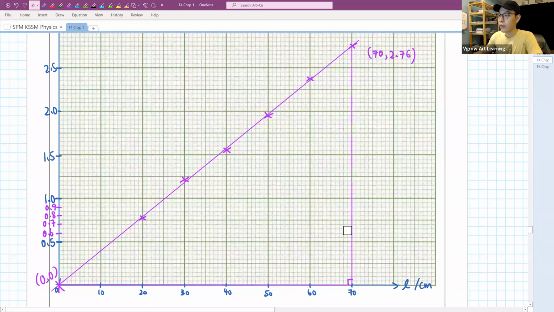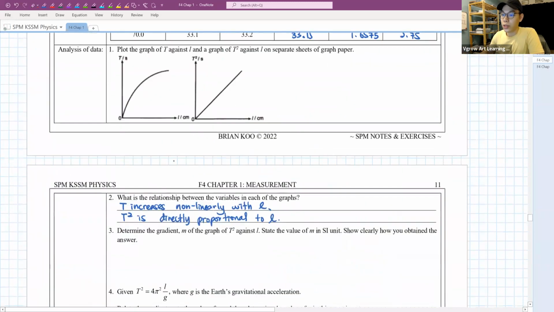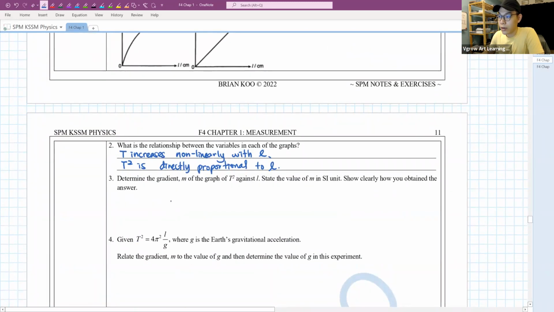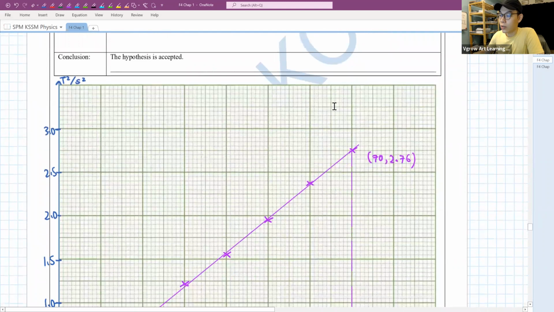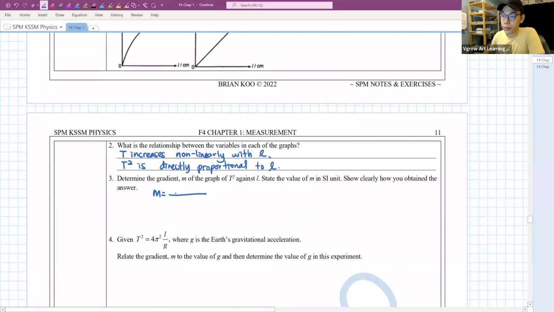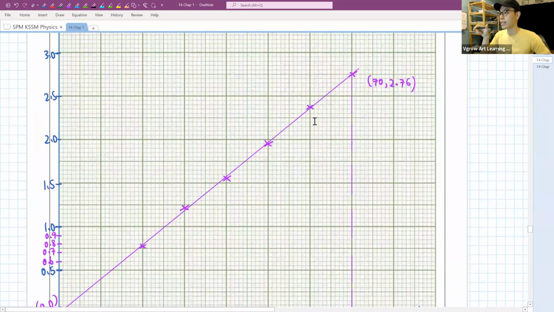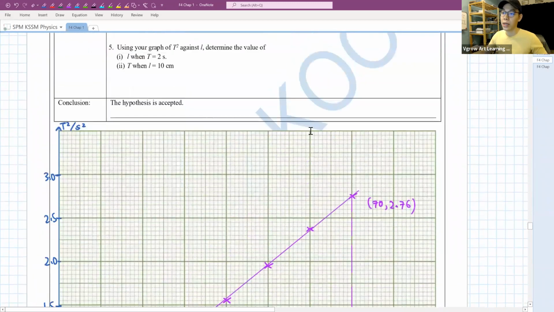So same, I'm going to rub off a bit. My one might be different from yours. So my gradient of the t squared against L graph in SI unit would be equals to, okay, you do exactly like how I do: draw the triangle, put the 90-degree, put down the two coordinates you want to use. Y value minus y value over x value minus x value. The y distance is on top, the x distance is at the bottom. You know for sure your answer will be a positive gradient also.